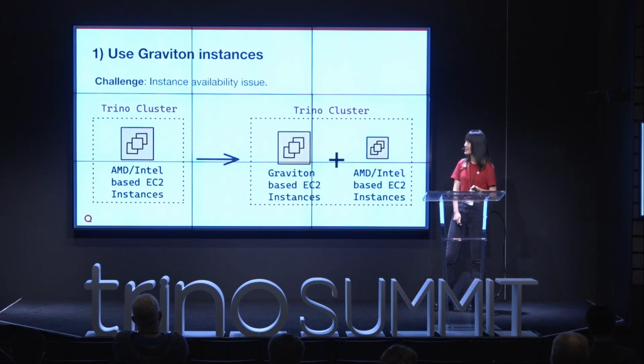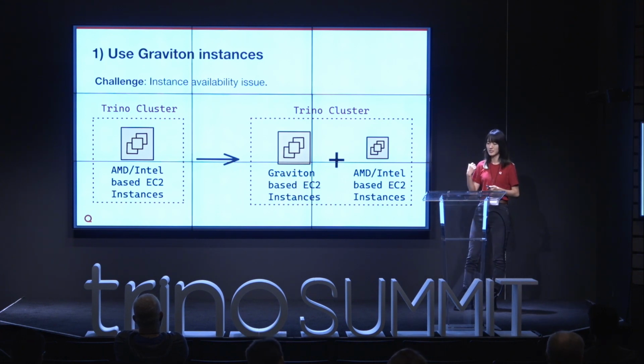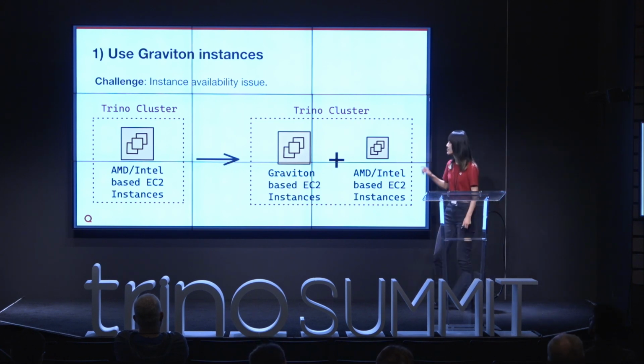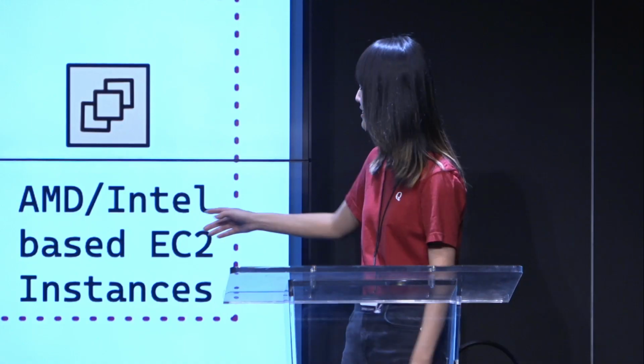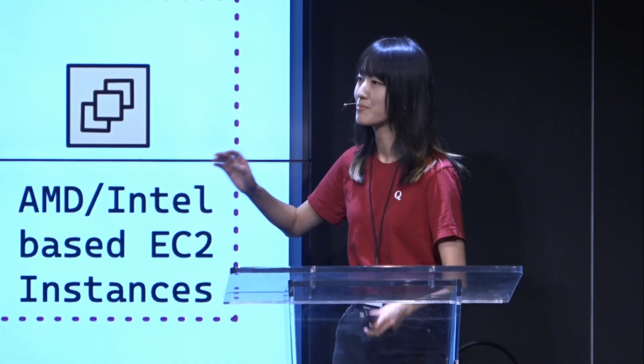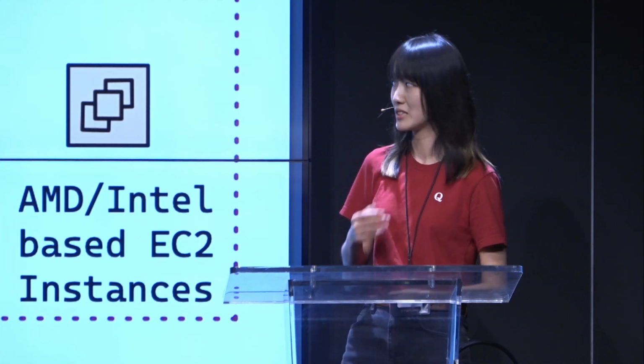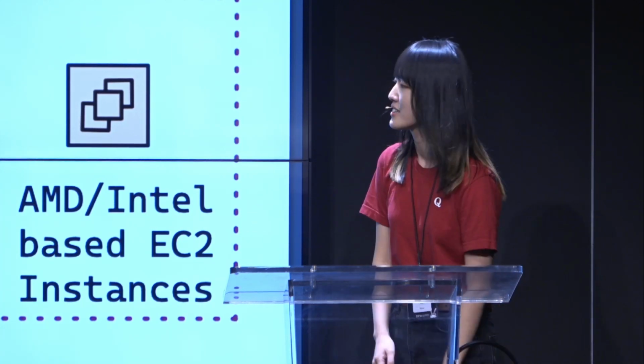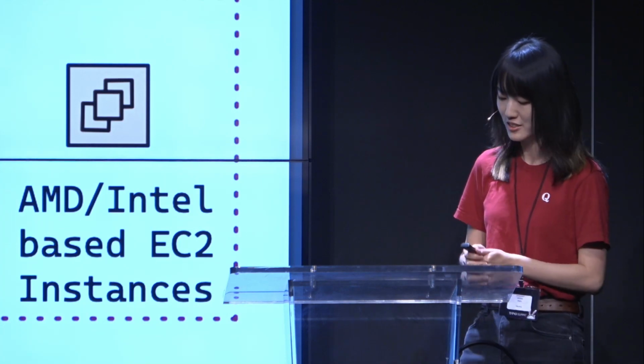We do have one challenge, which is the instance availability issue. Sometimes we are not able to get some large Graviton instances. If we hit this issue, we will temporarily switch to other types of instances, which means in the same Trino cluster, there might be a small portion of machines that are non-Graviton. But we make sure they have the same number of vCPUs and the same memory, so they can run in the same cluster.